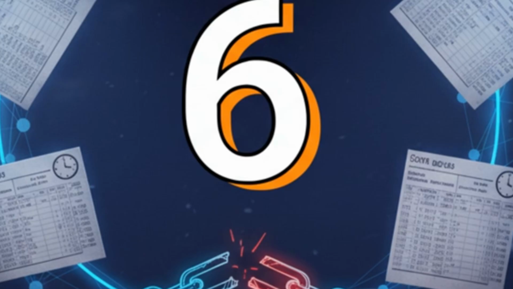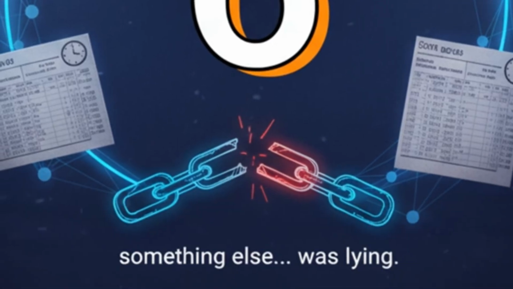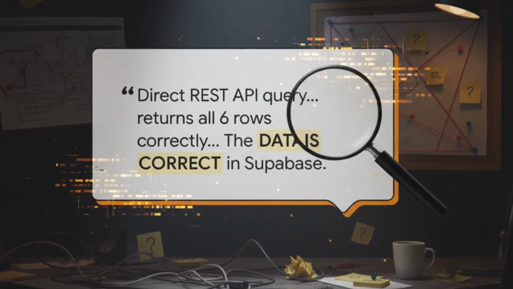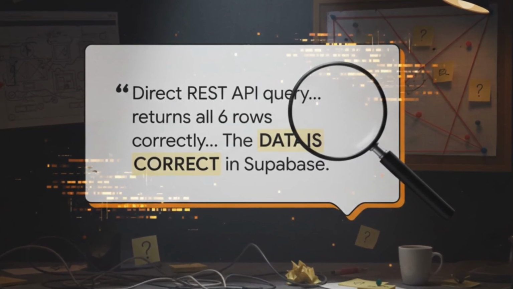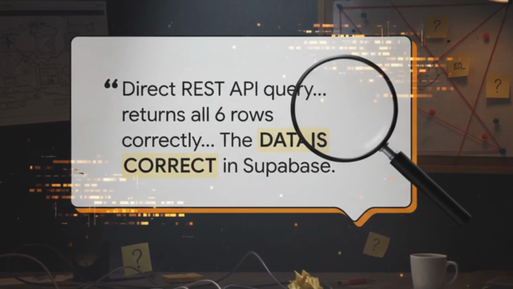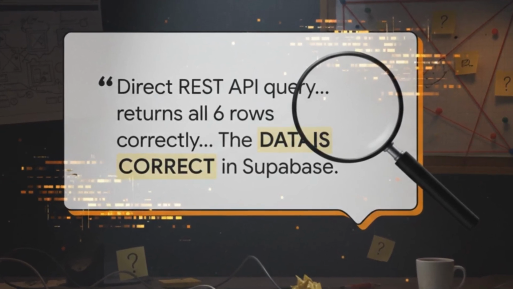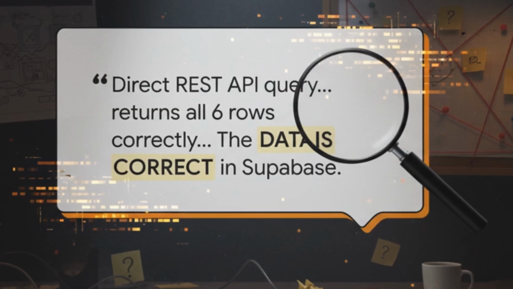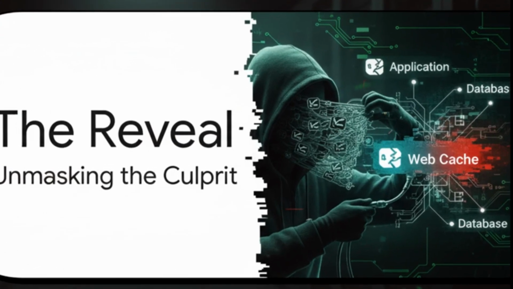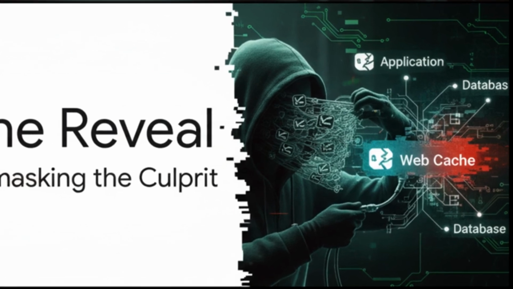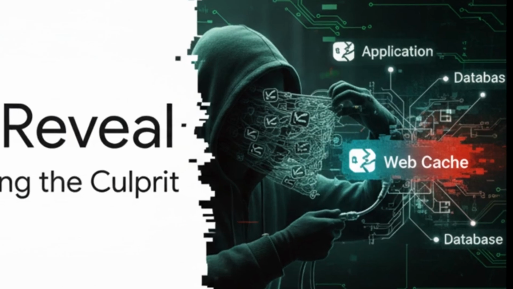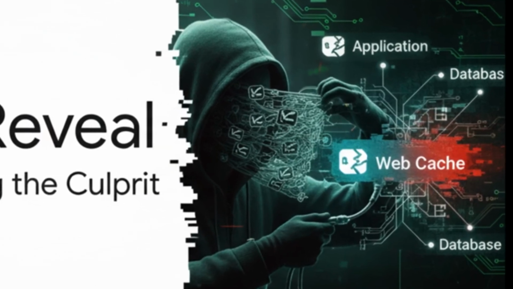And that could only mean one thing. Something else, somewhere in the chain, was lying. This quote, right from the developer's notes, just captures that breakthrough moment perfectly. It's the confirmation. The database is innocent. The data is correct. The investigation now has a brand new and very specific target. So who's the liar? So, with the database cleared of all charges, there was really only one place left to look. That layer between the application and the database. It was finally time to unmask the true culprit behind our frozen dashboard.